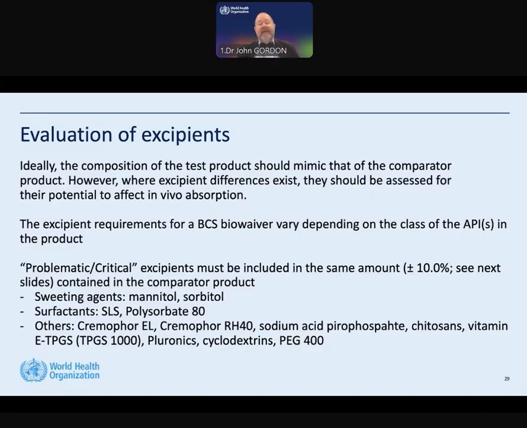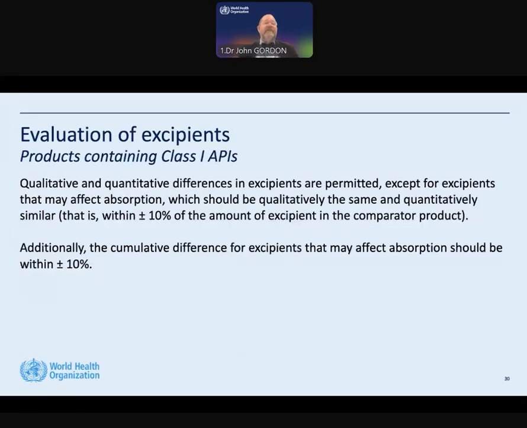And by same amount, we'll talk about it more in a minute, basically we're talking about the amount of the critical excipient in your proposed product should be within plus or minus 10% of the amount of that critical excipient that's present in the comparator. And some critical excipients are, for example, the sweetening agents like sorbitol, mannitol, sugar alcohols. Surfactants are critical excipients, and there's some other excipients that are known to affect the bioavailability of APIs, and therefore they're considered critical, and you have to be very careful with those when you're considering a biowaiver.